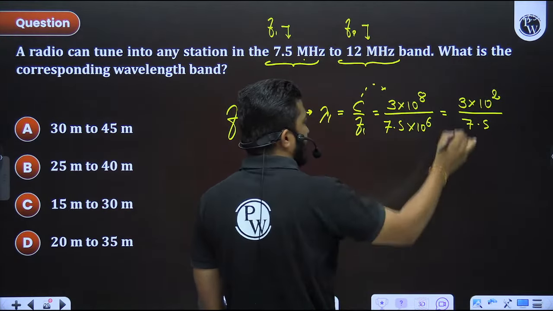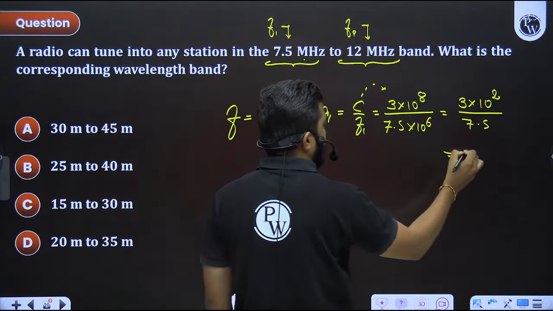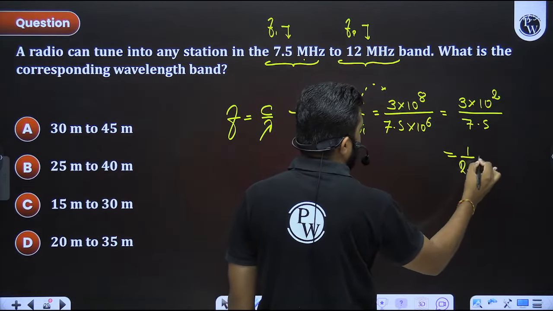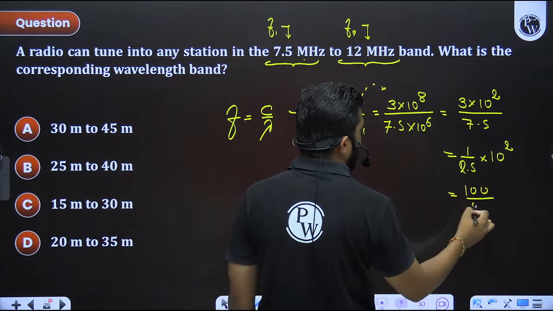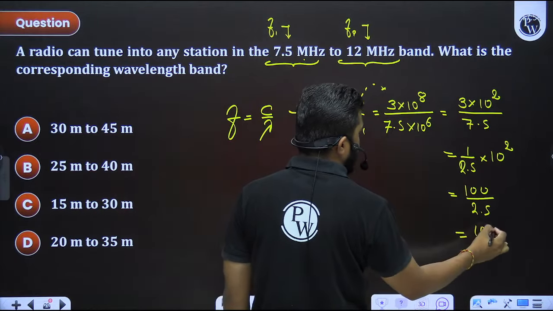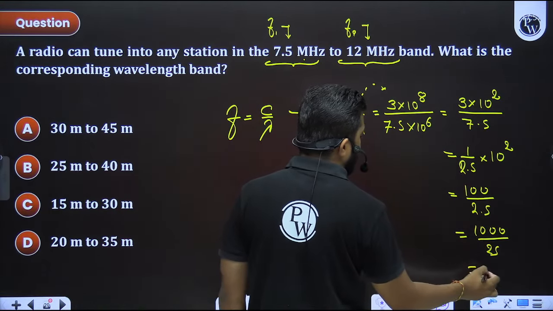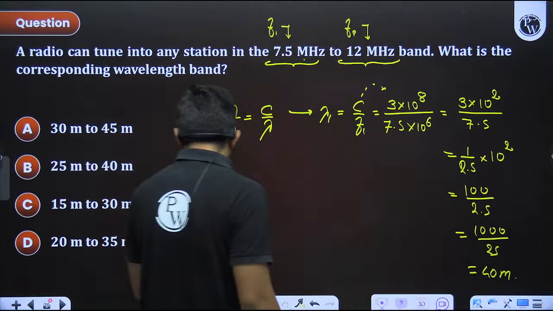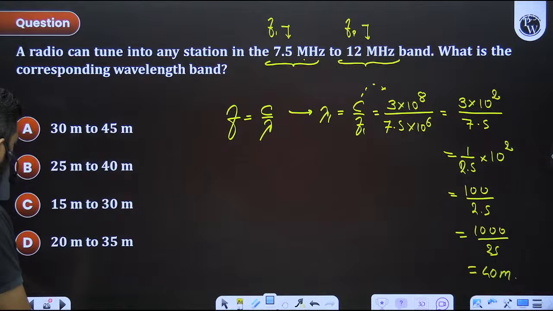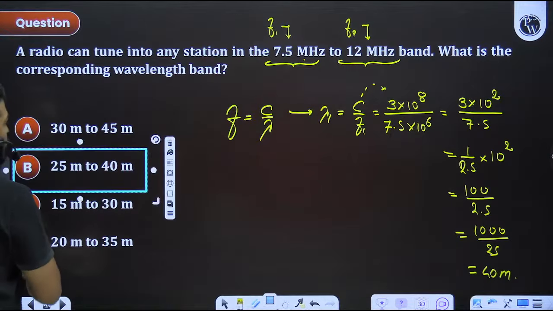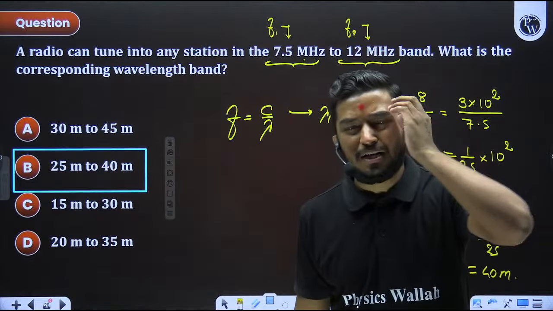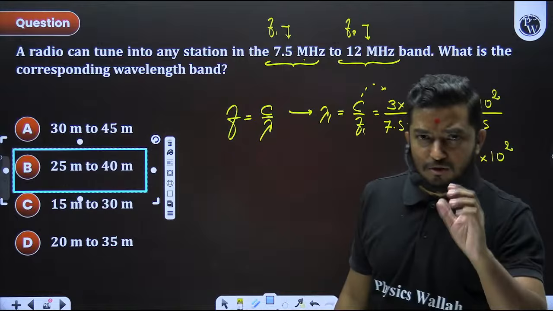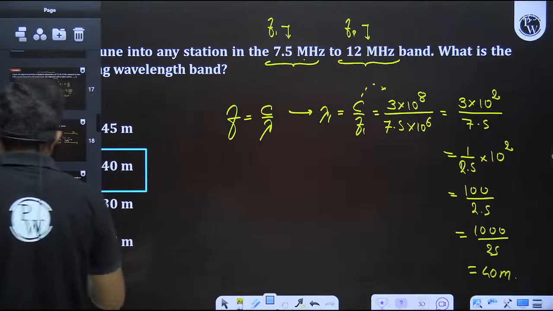Now I cut 7.5 by the 3. I can say it is 1.25 multiplied by 10 raised to 2, so it is 100 divided by 2.5. So it is 1000 divided by 25, and the answer is 40 meter. Yes, 40 is available in option B. So try the other by yourself. It is so easy. Same formula, f2 is equal to c upon lambda 2, so lambda 2 is equal to c divided by f2. You can do it easily.